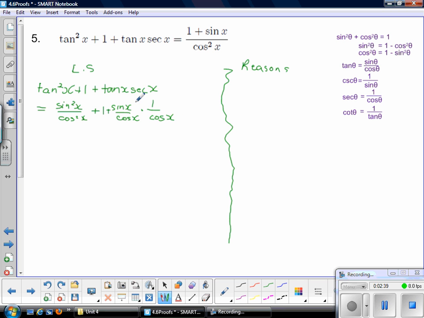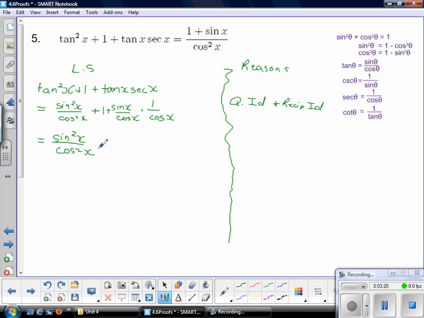So I've done a lot of substitution with my basic identities. So I've done the quotient twice, and reciprocal identity. Now, when I look at this, I'm not quite sure what I want to do. So I think I'm going to multiply this together. So I would have sine squared x over cos squared x.